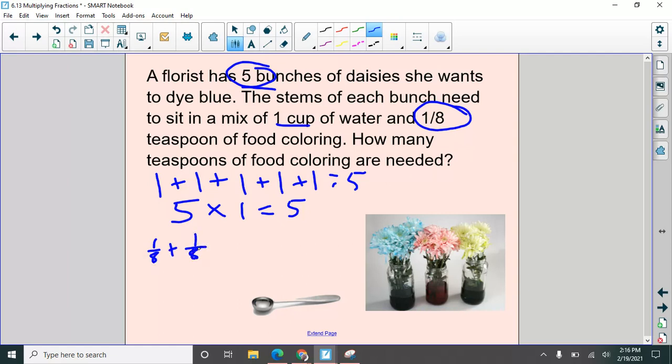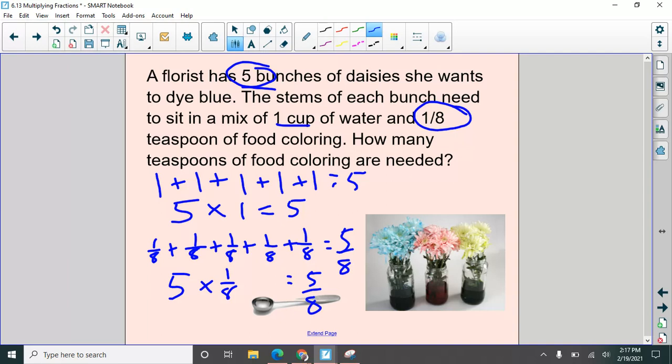Remember when we decomposed fractions? Doesn't this look similar? All these math things always come together at some point, don't they? Equals 5/8. Or 5 groups of 1/8 equals 5/8.